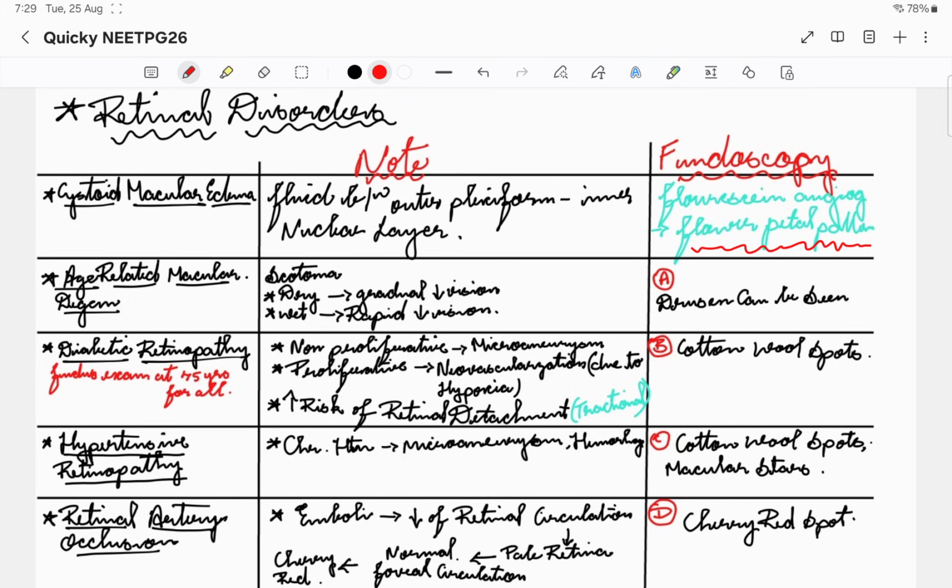Then coming to age-related macular degeneration, scotoma will be there. That is loss of certain visual fields, the central visual field and so on. There are two types, dry type and wet type. Dry is gradual loss of vision, whereas wet type is rapid loss of vision. Here drusen can be seen.